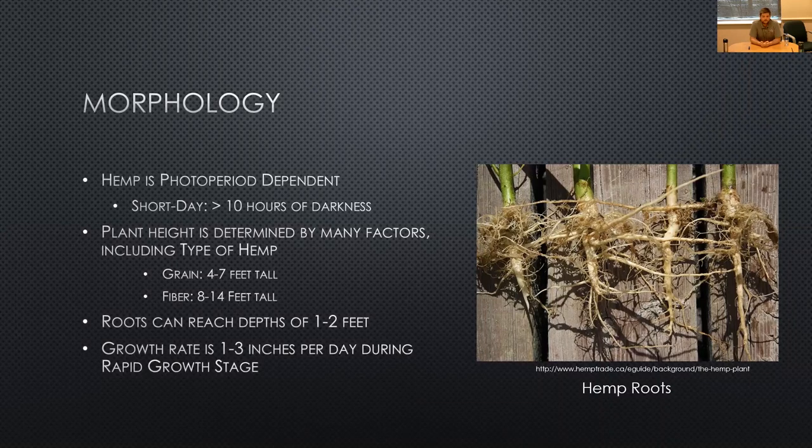The growth rate of this crop, once we hit the rapid growth stage, is anywhere between 1 to 3 inches per day. So very fast growing once it hits that rapid growth stage. And that stage usually begins somewhere between day 30 and 45 after planting.